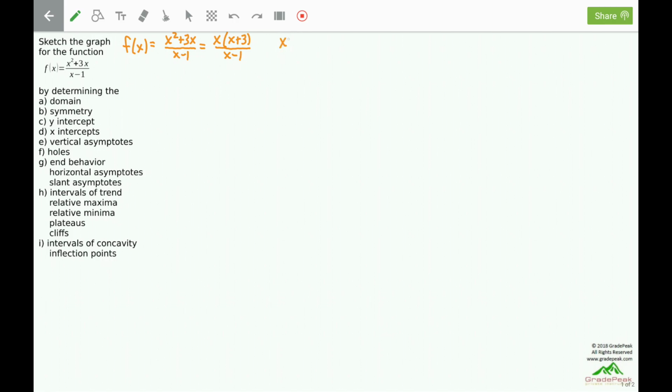The domain requires that the denominator cannot equal 0, so x minus 1 cannot equal 0 here. We can solve for what x cannot be by adding 1 to both sides, and x cannot equal positive 1. So for part A, the domain will be all real numbers except positive 1. It will be all real numbers to the left of positive 1, negative infinity up to positive 1, not including it, round bracket, union, and all real numbers to the right of positive 1, not including it, round bracket, up to positive infinity.